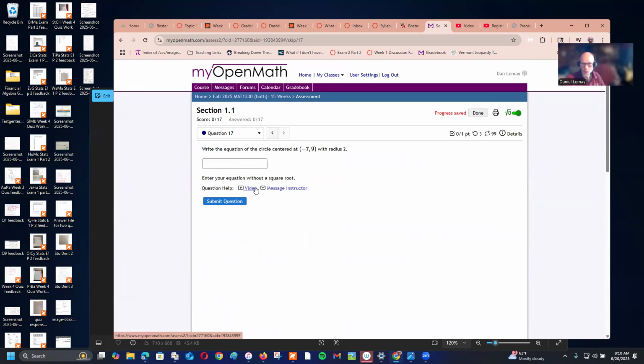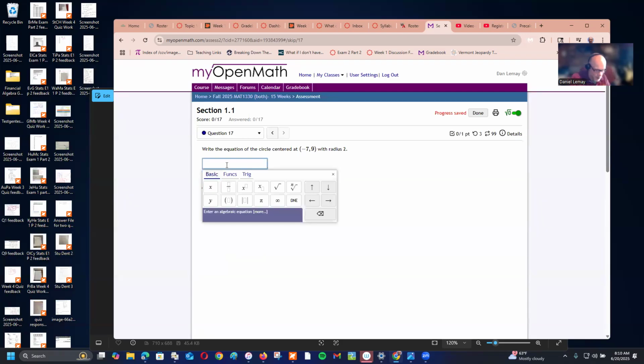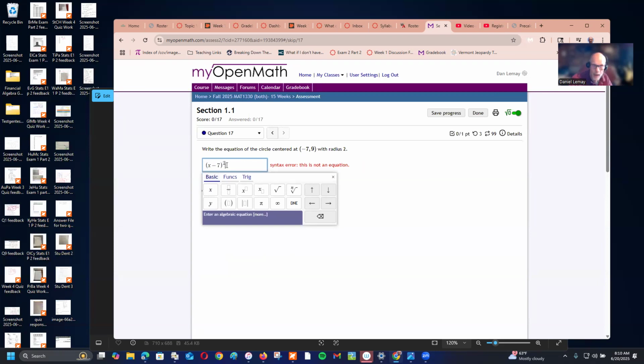I would encourage that you not do that with the homework exercises, because you could post a question and say, I'm not doing something right here. Like, for example, if you were to type in x minus 7 squared, and you can use the keyboard, I'm not using keyboard shortcuts, and then y minus 9. I don't know if you know what I did wrong with this.